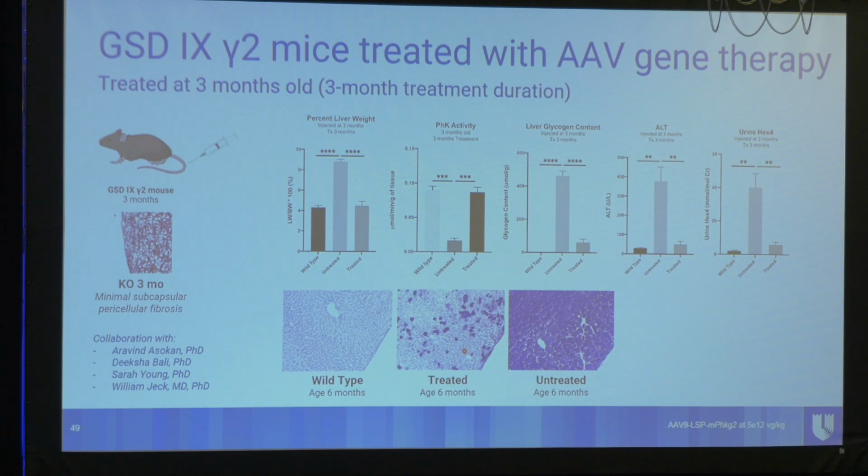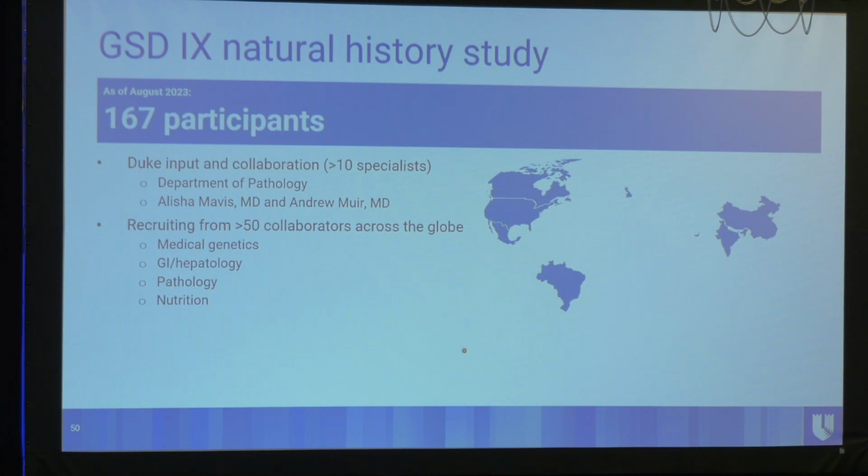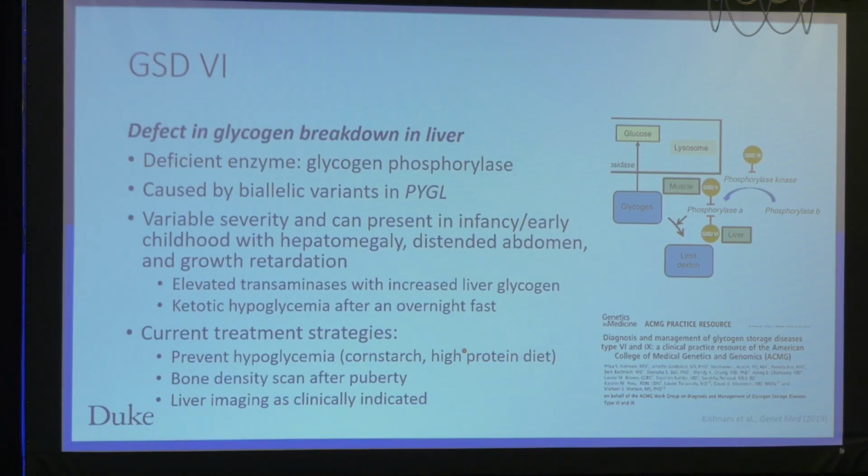So there should be advances, but the idea is now we have a model, we're getting natural history studies, and this is as of last year. This is for our GSD9 natural history study. We already have 167 participants. This is as of last year with the different subtypes. And we have been able to really better characterize what is going on with these patients. The same applies for GSD6, the same applies for GSD3. We're working really hard to better understand natural history studies.